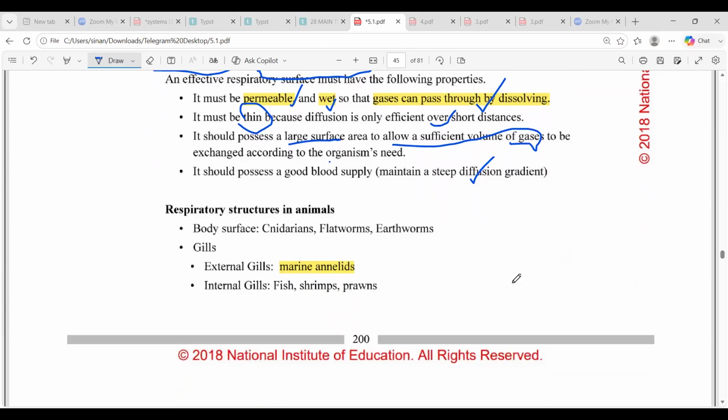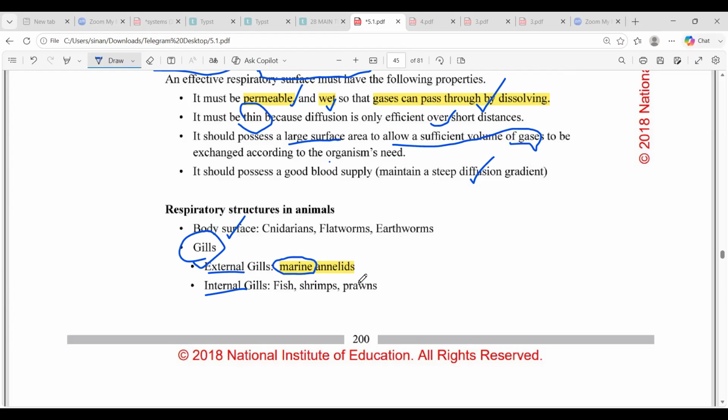So we have different respiratory structures in animals. Body surfaces: some animals such as cnidarians, flatworms and earthworms do respiration through their body surfaces because they do not have developed respiratory surfaces. And now we have gills. There are two types of gills: external gills and internal gills. External gills are used by marine annelids.